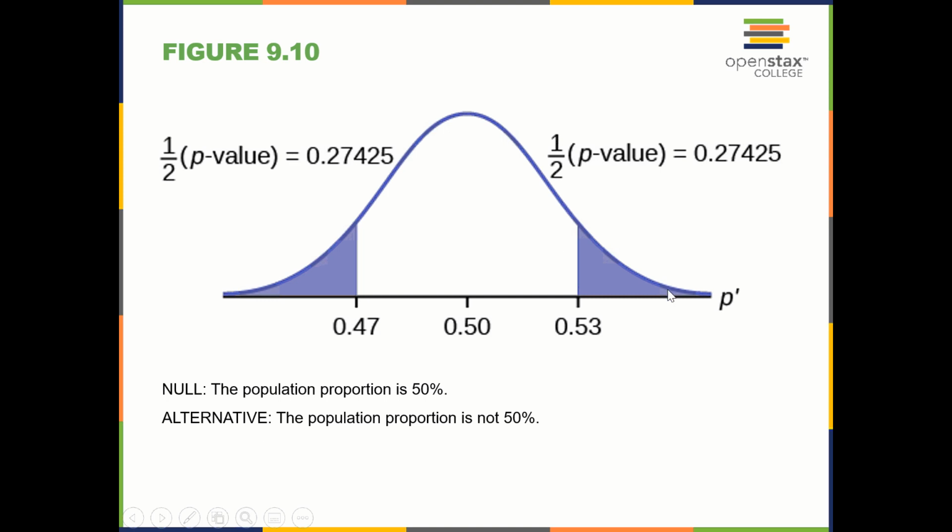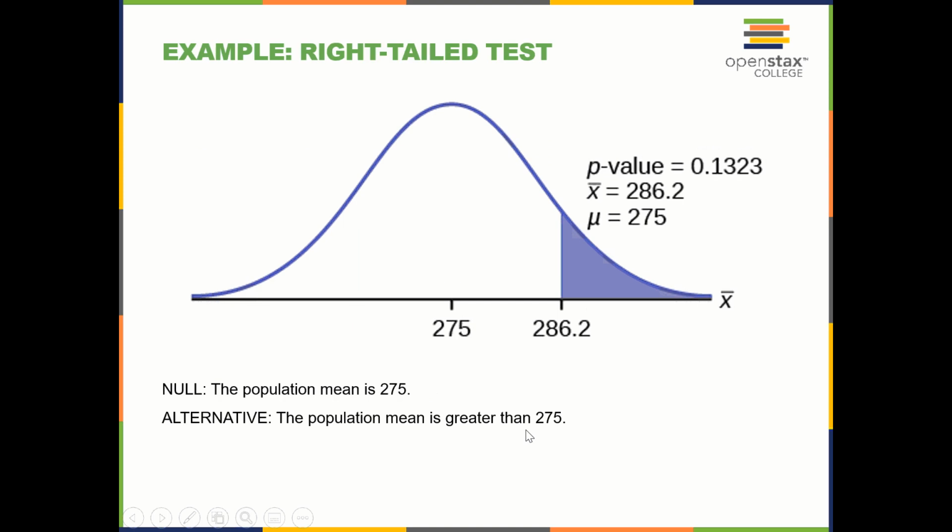You can also have two-tailed tests where you're really not concerned about whether it's above or below, but you just want to see if it's significantly different. So in this case, the null might be that the population proportion is 50%, while the alternative could be that the population proportion is not 50%. With a p-value of 0.27425 on one side, that's only half of your p-value, plus this other p-value over here, we're going to have a very high area total, and that's not going to be anywhere near significant enough to reject the null hypothesis.